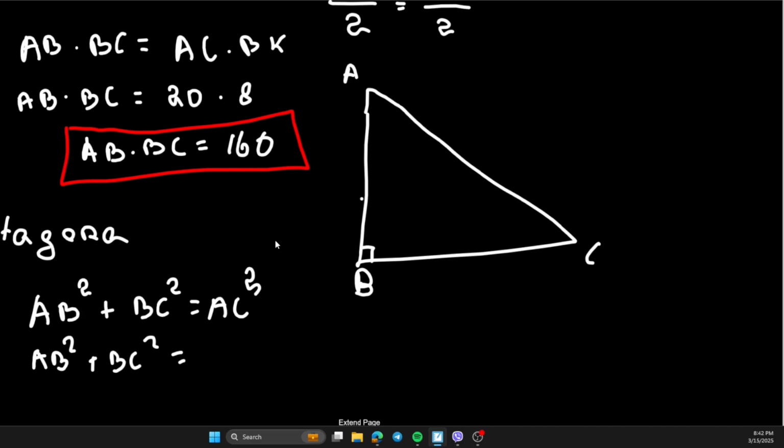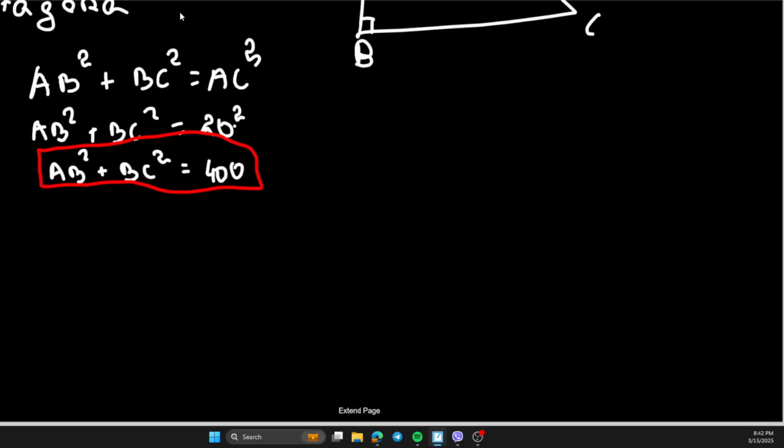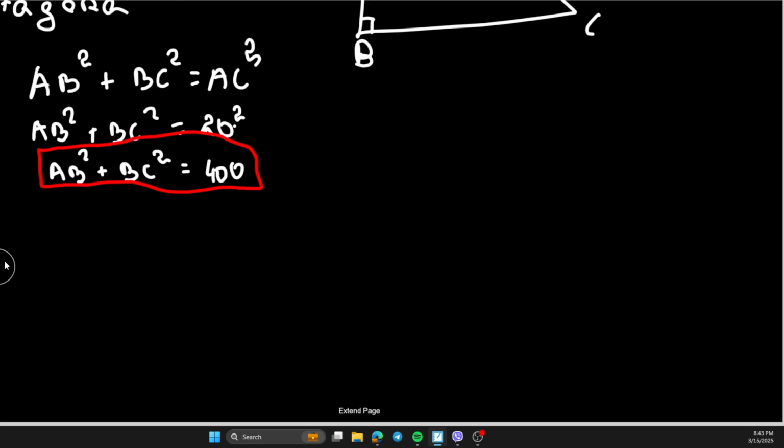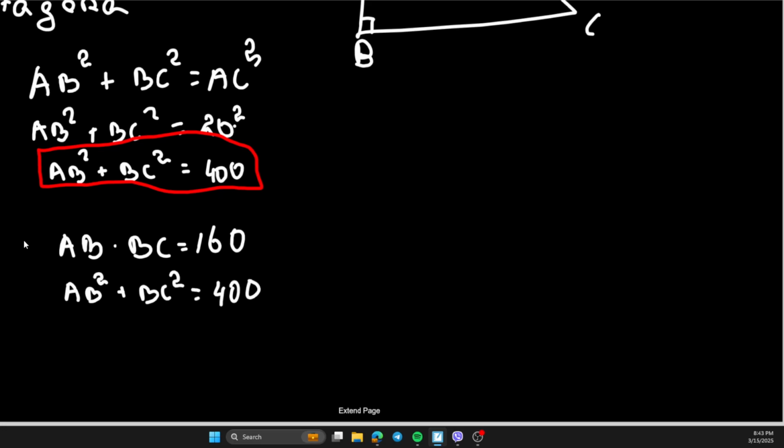AC is 20, so 20 to the second power, which is 400. Now here's your next equation, and you already have two equations, which means you can make a system. The first: AB times BC equals 160. And AB squared plus BC squared equals 400.